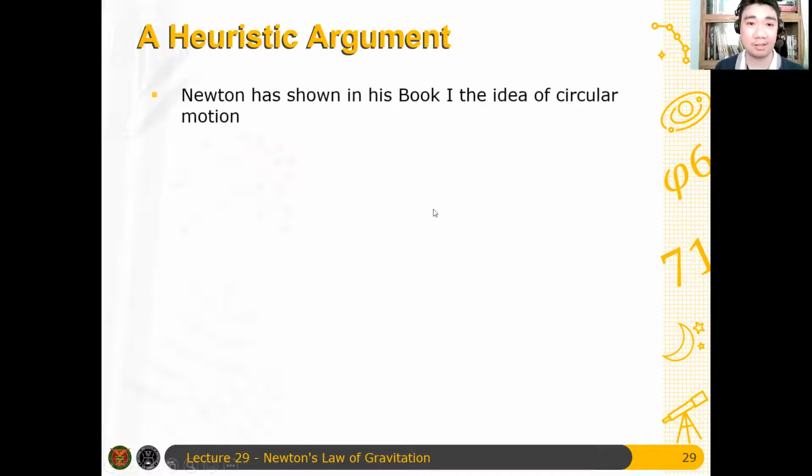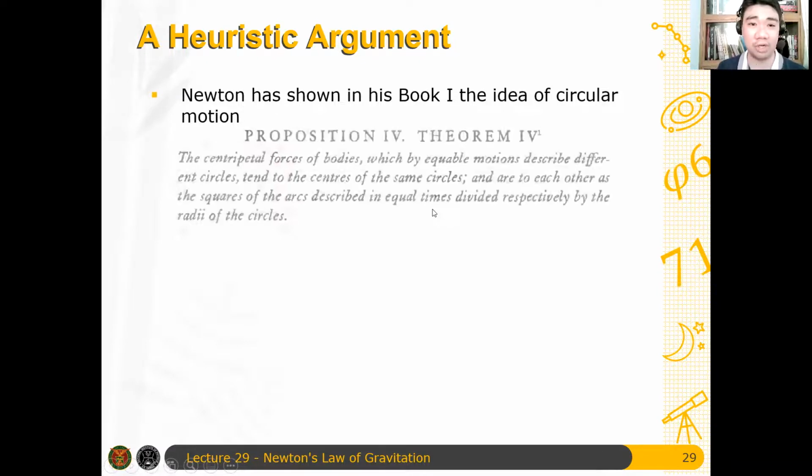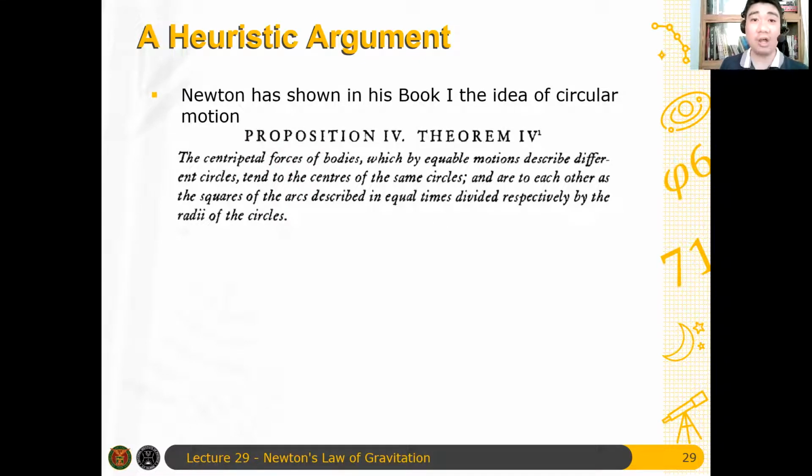Ngayon, what happened is this. Newton has shown in his book 1 the idea of circular motion. It's actually proposition 4, theorem 4 of the Principia, book 1. The centripetal forces of bodies which by equable motions describe different circles tend to the centers of the same circles and are to each other as the squares of the arcs described in equal times divided respectively by the radii of the circles. So that's 2 pi r over t basically. So yon, pinakita niya yan using a geometric proof. So hindi ko na papakita yung proof kasi sobrang dami niyan. But that's basically your heuristic argument.